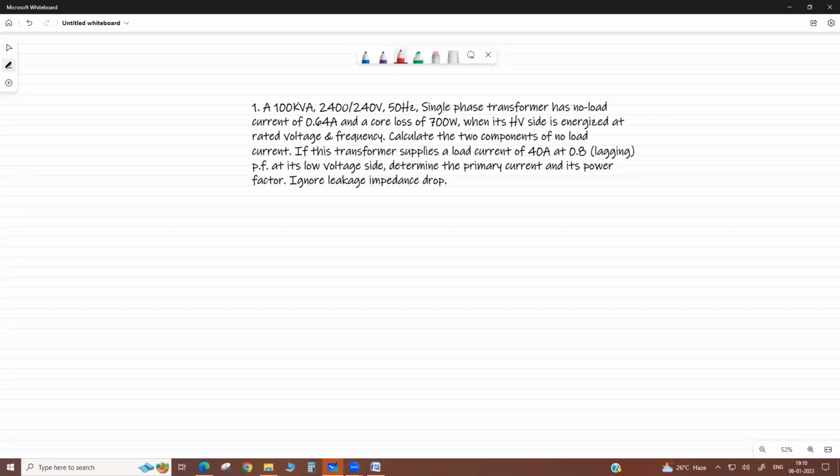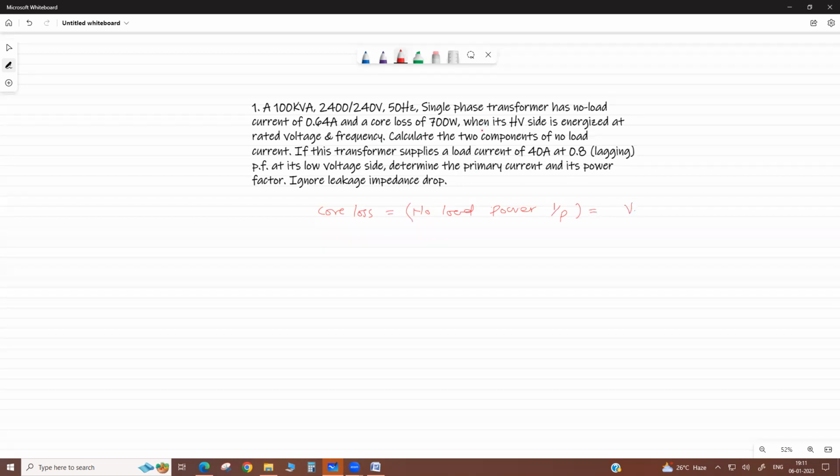Here is a hint. See, 100 kVA, this is the turn ratio, 2400. A single phase transformer has a no load current, I naught, given. Core loss. So you know, my dear, in a transformer, core losses equal the no load input power, because we do the no load test, or open circuit test. The no load or open circuit power input we consider as the total loss. Copper loss is also there but negligible. We consider only core loss.